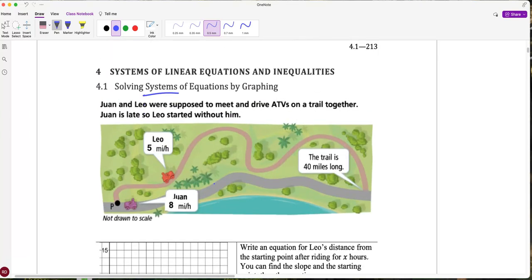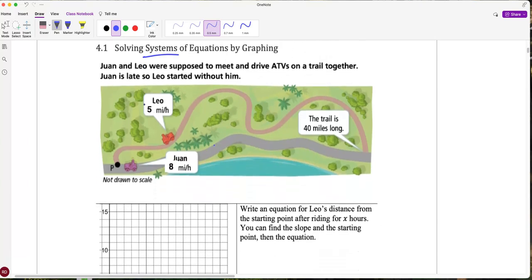Juan and Leo were supposed to meet and drive ATVs on a trail together. Juan is late, so Leo started without him. Okay, so Leo started his trip at 5 miles an hour. Sometime later, Juan starts, and hopefully they will meet at the end of the trail. Okay, so if we look at this, Leo starts first, Juan is second.